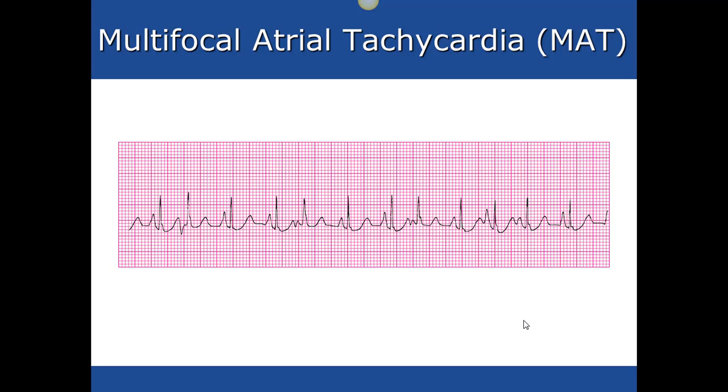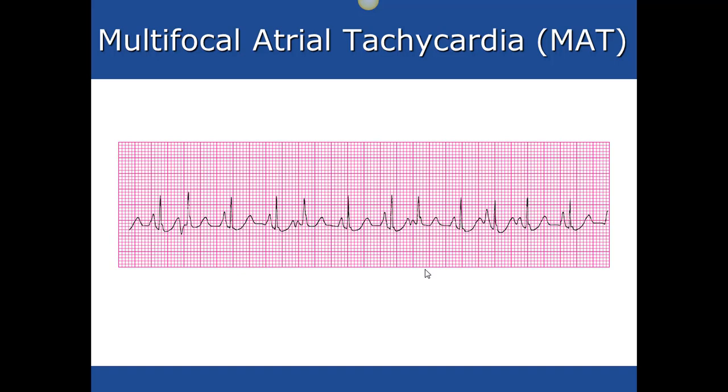There are P waves. They're upright and rounded for the most part, but they do look a little bizarre. So this one kind of looks peaked. This one is even taller than that one. This is smaller. This one is kind of bifurcated, so we see that it's kind of up and down there. This is smaller. If we get a little bit larger, we have another bifurcated one there. So we see that it is different.